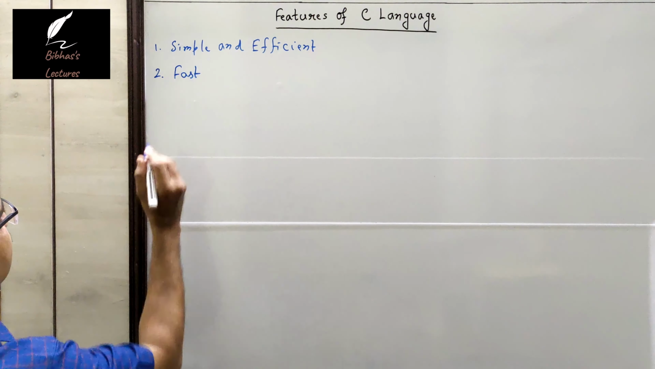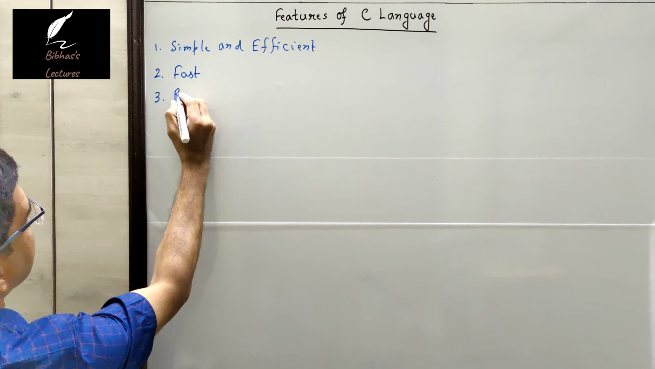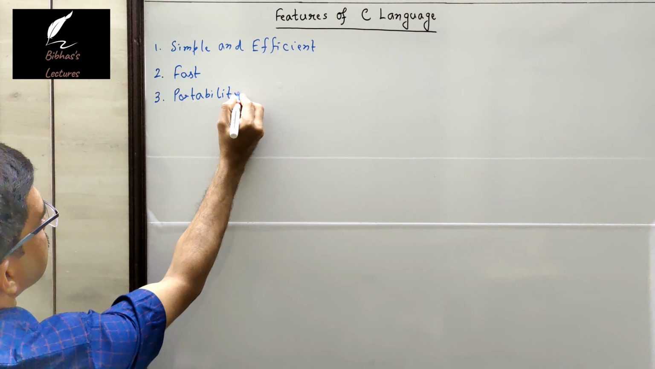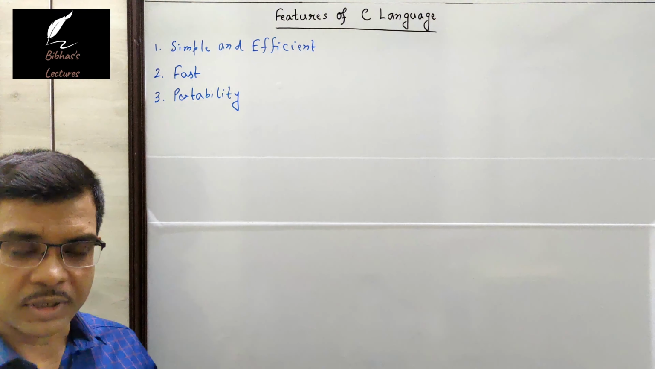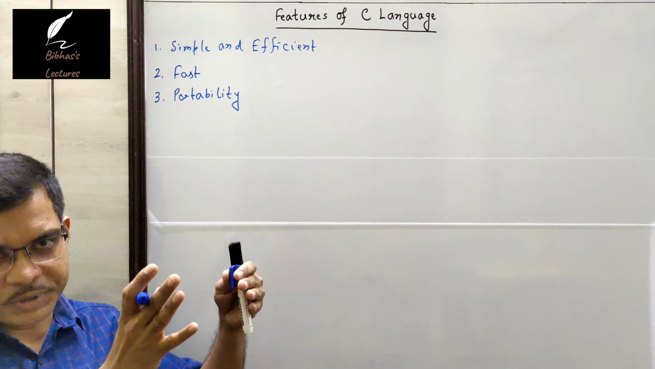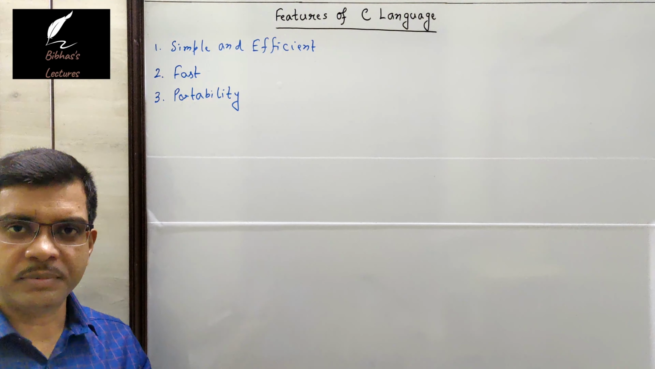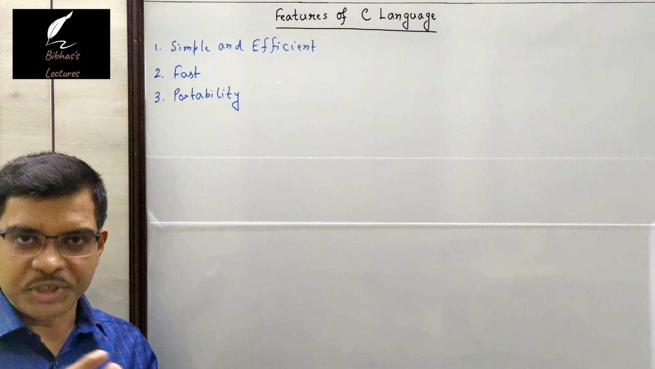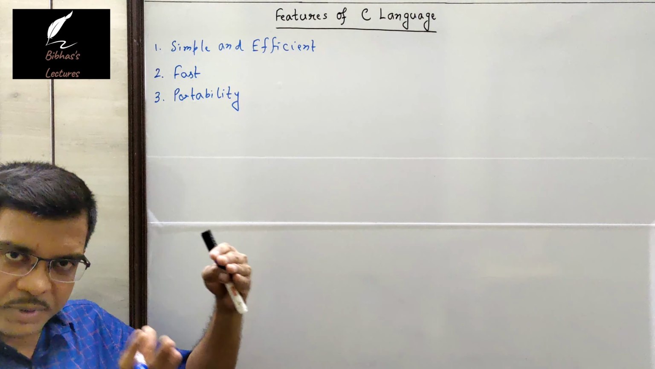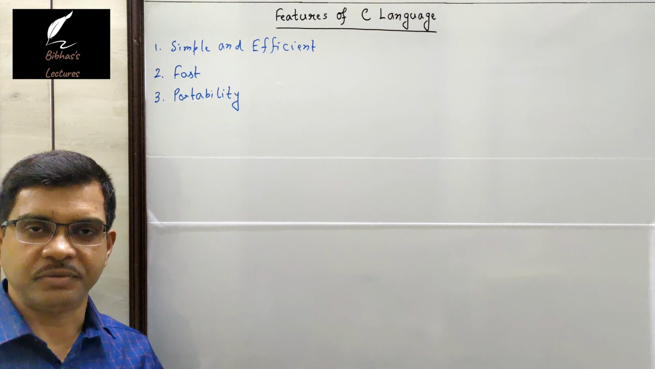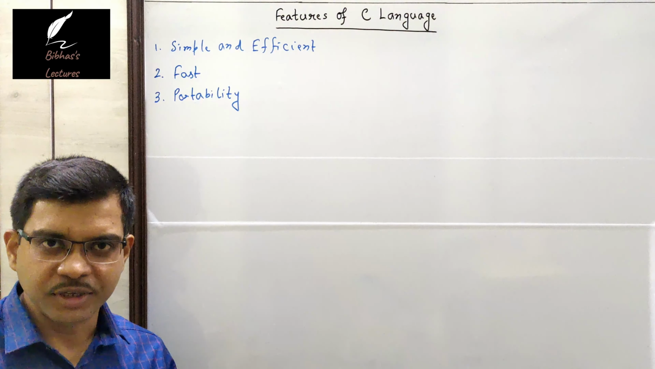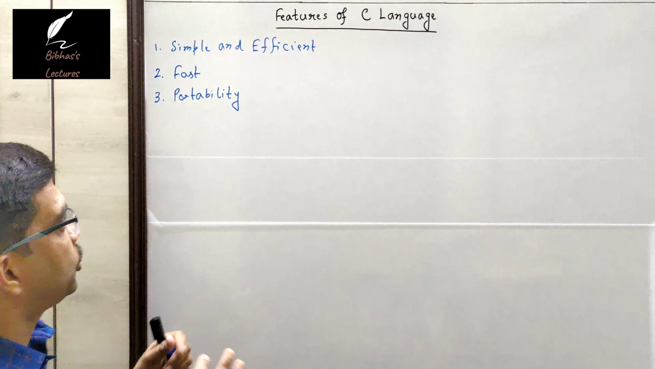Number 3, it is portable. So portability. C is very much portable. Now what does it mean? It simply means that if we are writing a particular program, this program can be run on different machines. You can run the program, or a specific part of that program, on different machines, on any type of computer. So it is actually machine independent. That's why it is called a portable language.